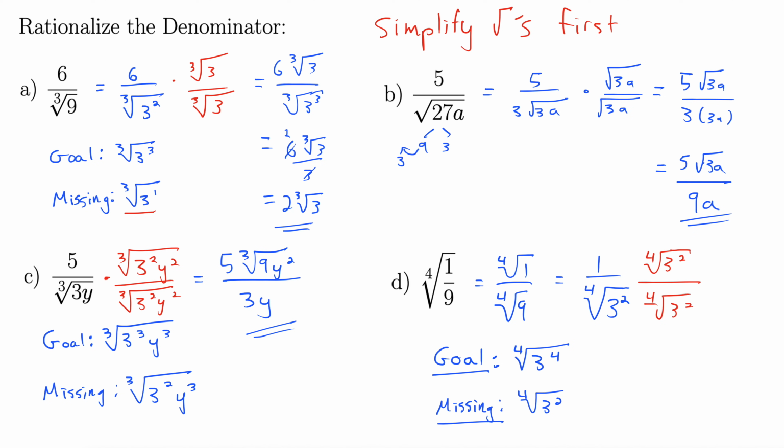All right, when we do that, on the top we have fourth root of 3 squared, so that's fourth root of 9. In the denominator, we'll have the fourth root of 3 to the fourth, which is 3. That's the end of that.